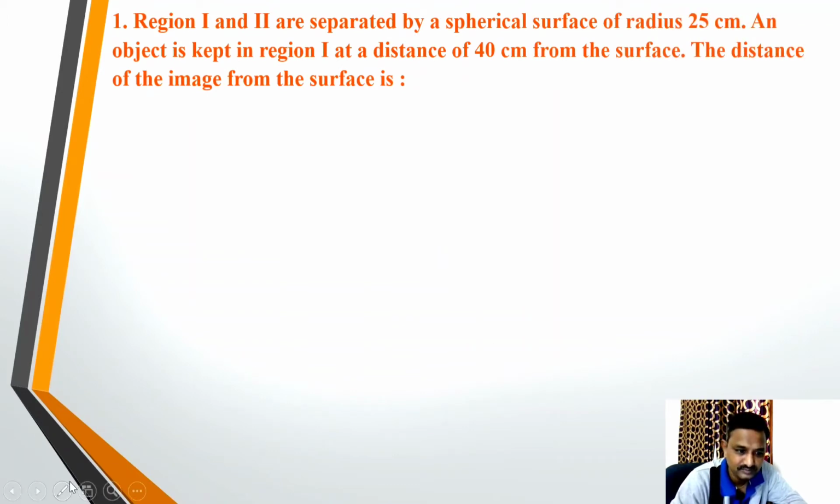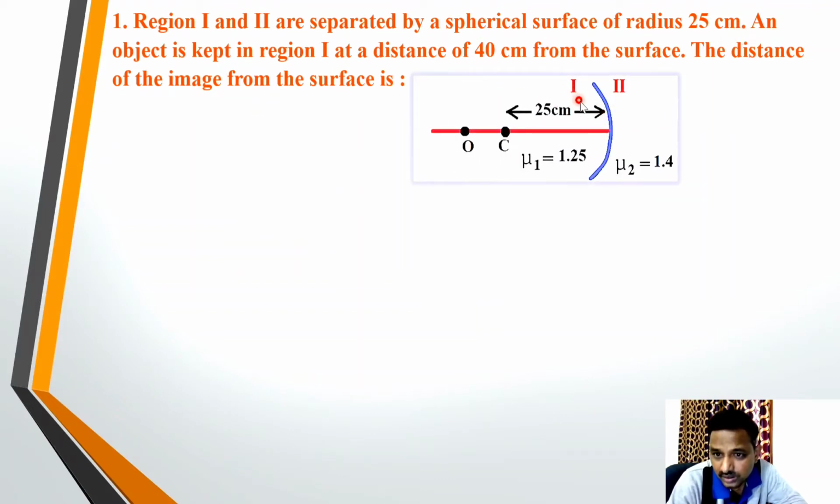Here the first question. Region 1 and 2 are separated by a spherical surface of radius 25 cm. An object is kept in region 1 at a distance of 40 cm from the surface. See here, object is kept at O at a distance of 40 cm from this spherical surface. The distance of the image from the surface is, so we have to calculate image distance.